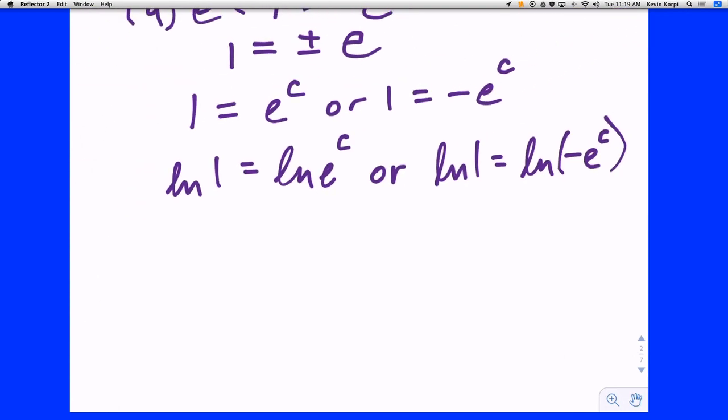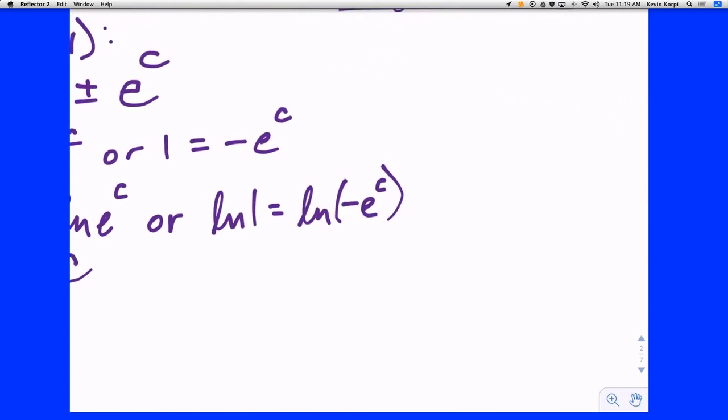Well, what's the natural log of 1? 0. And over here I get c equals 0. Now over here, I'd have to expand that. The natural log of 1 is 0, and I get the natural log of negative 1 plus the natural log of e to the c, which is c. What is the natural log of negative 1?